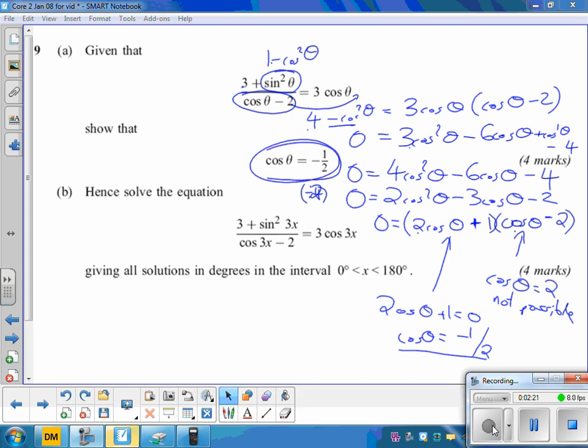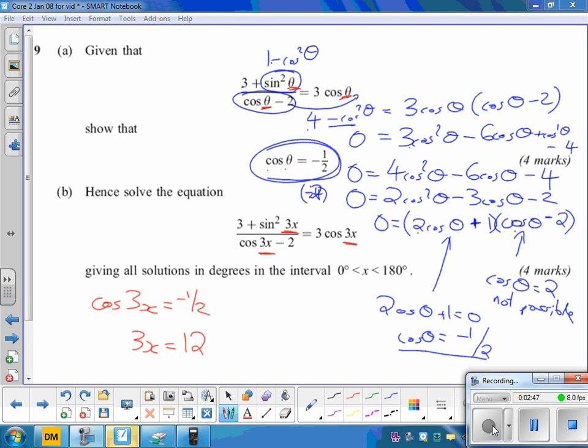Now the second part doesn't involve us doing much of that again. It just says, look at the difference. Look, this now says 3x where that said theta. So the answer to this isn't cos theta equals minus a half. It's the cos of 3x equals minus a half. And all we've got to do for this is do the inverse cos of that. Well, the inverse cos of minus a half is, of course, 120.